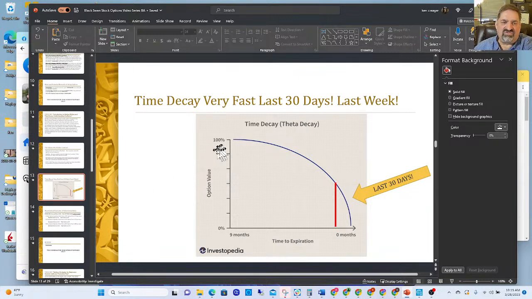So it actually works great in a sideways market, because it's a way for you, 30 to 60 days out, to sell a covered call on some stocks that you own, or sell a put on a Microsoft or a Walmart or something, and then it'll expire worthless and you keep the money, and then you do it again and you do it again and you do it again.